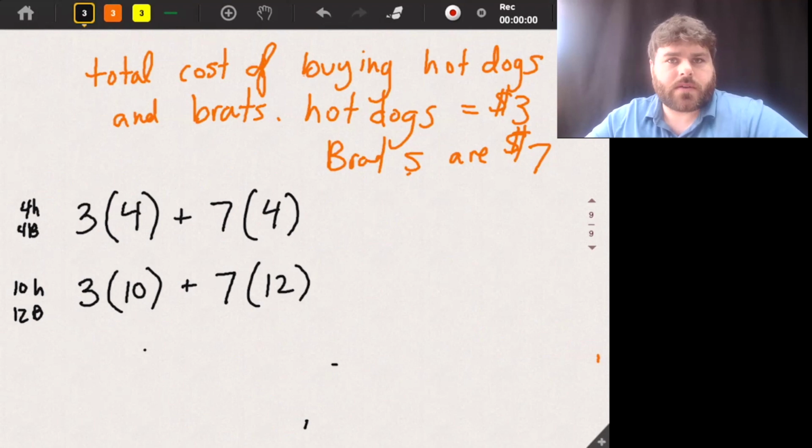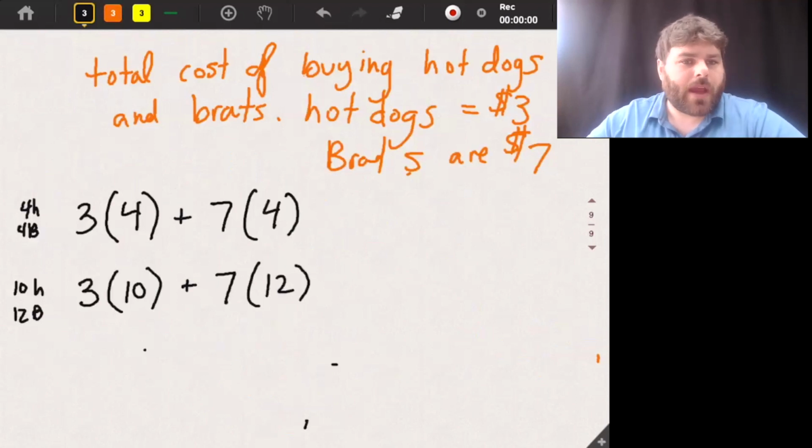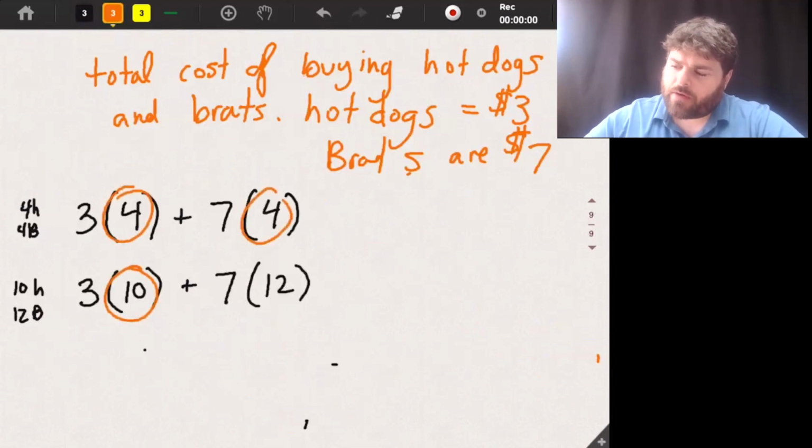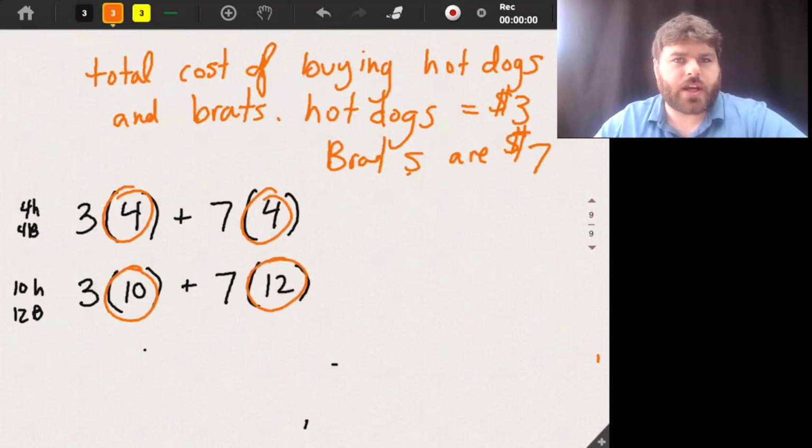Okay, so once I've tried a few examples with numbers, now I'm ready to convert it back to variables. So where am I going to put the variables? Well, wherever the things change, right? This 4 changed to a 10, so I'm going to change it to a variable, right? This is the thing that's changing. Remember, variables are flexible. They're allowed to change. So that's where our variables are going to go, wherever the things are changing.